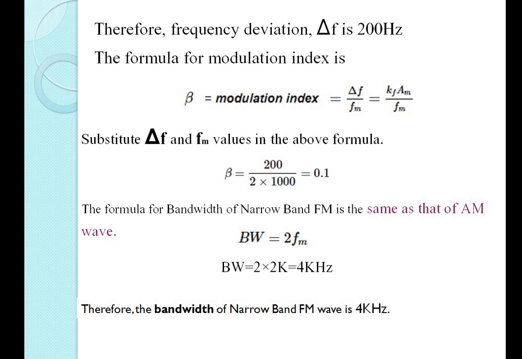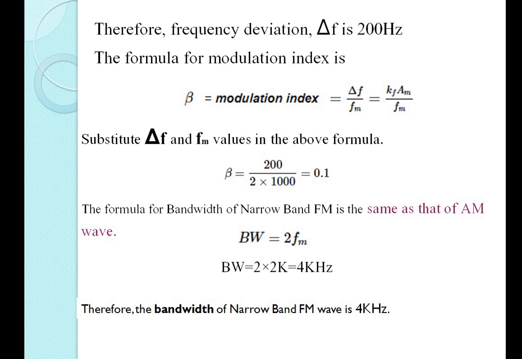So you got the value of, first, the frequency deviation, that is 200 hertz. Next you got the value of modulation index, that is 0.1. Depending upon the 0.1, as it is narrow band frequency modulation, you have found the bandwidth in terms of BW is equal to 2 FM, which is similar to your amplitude modulated wave.